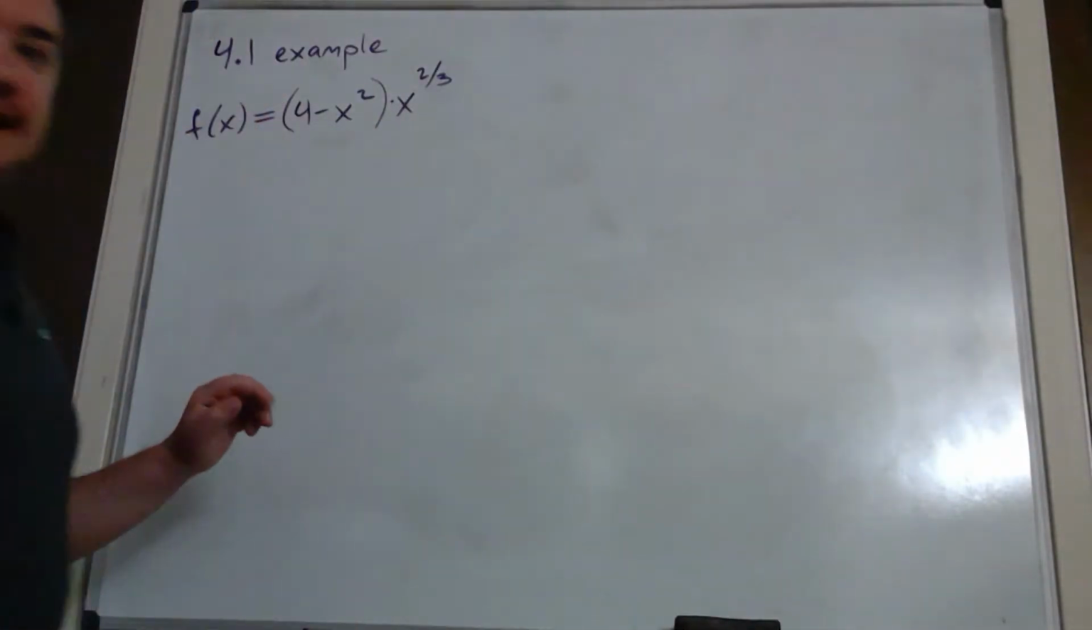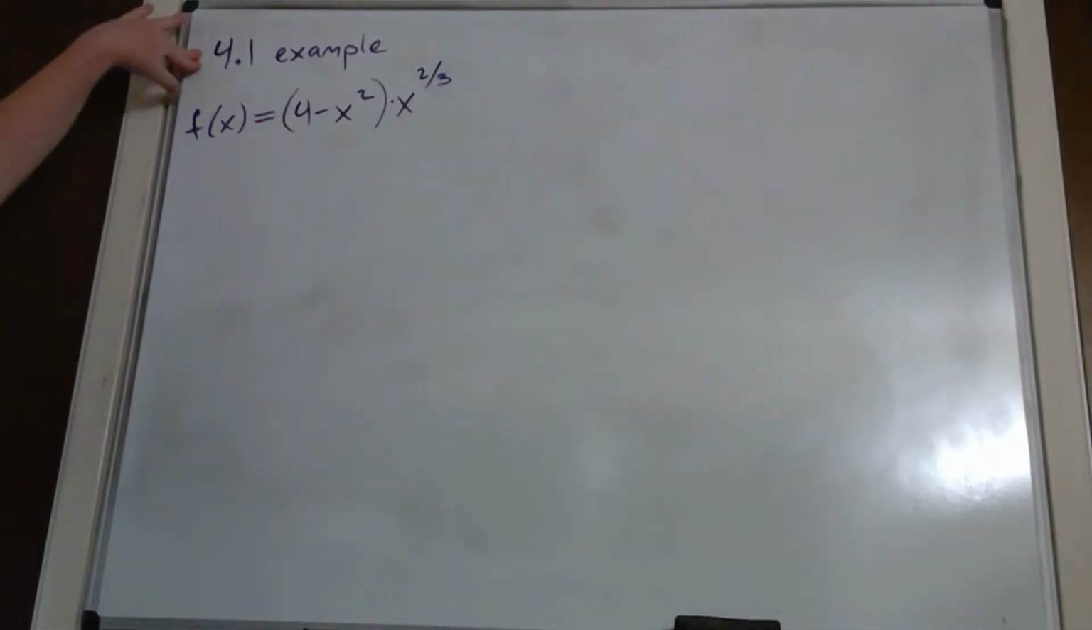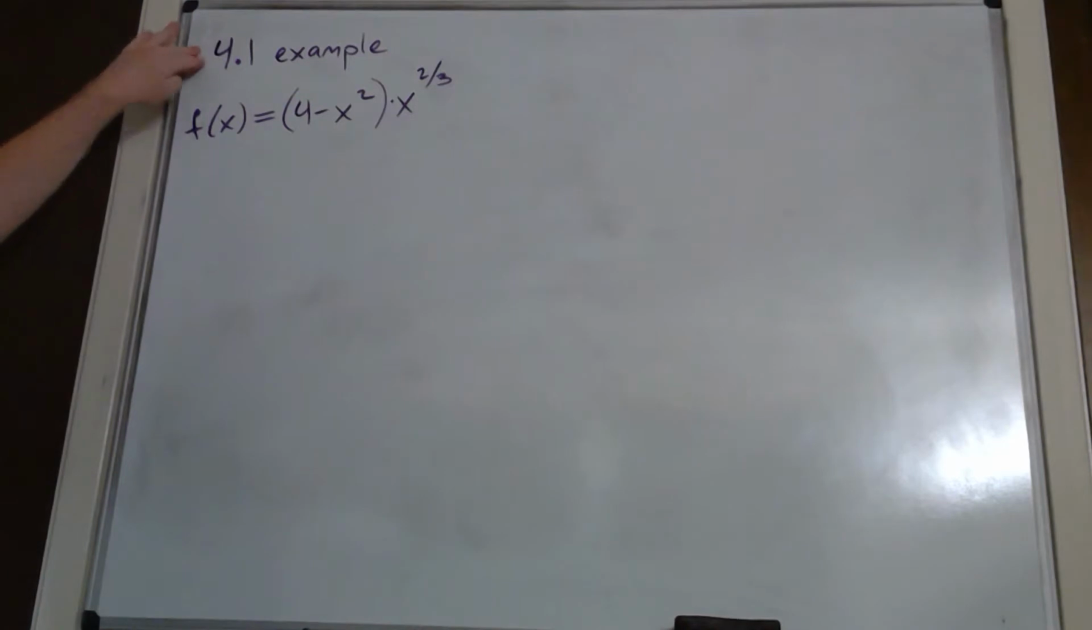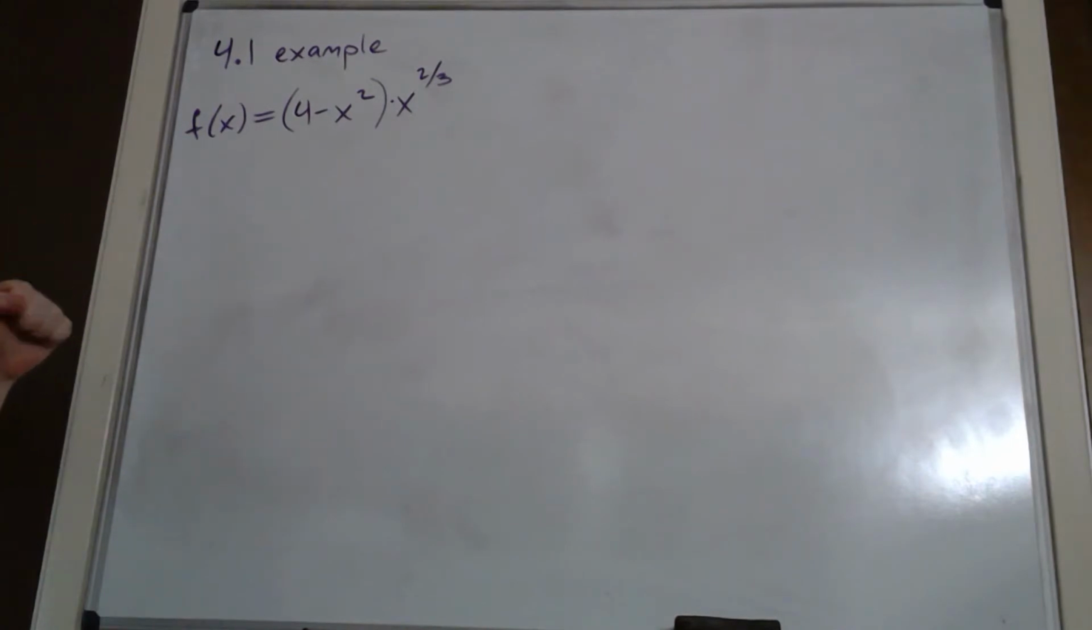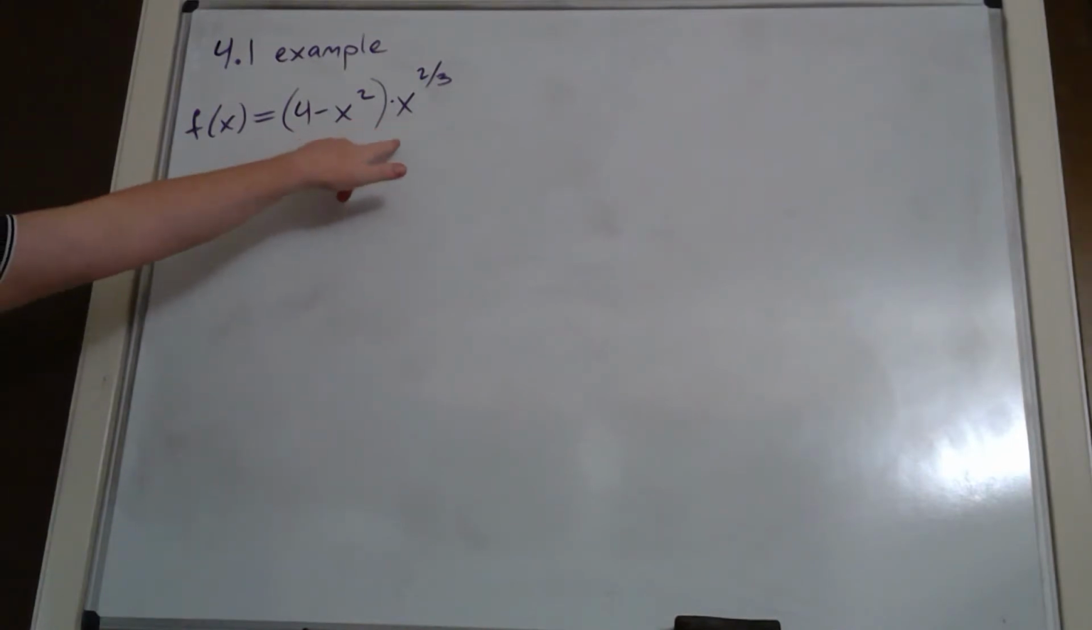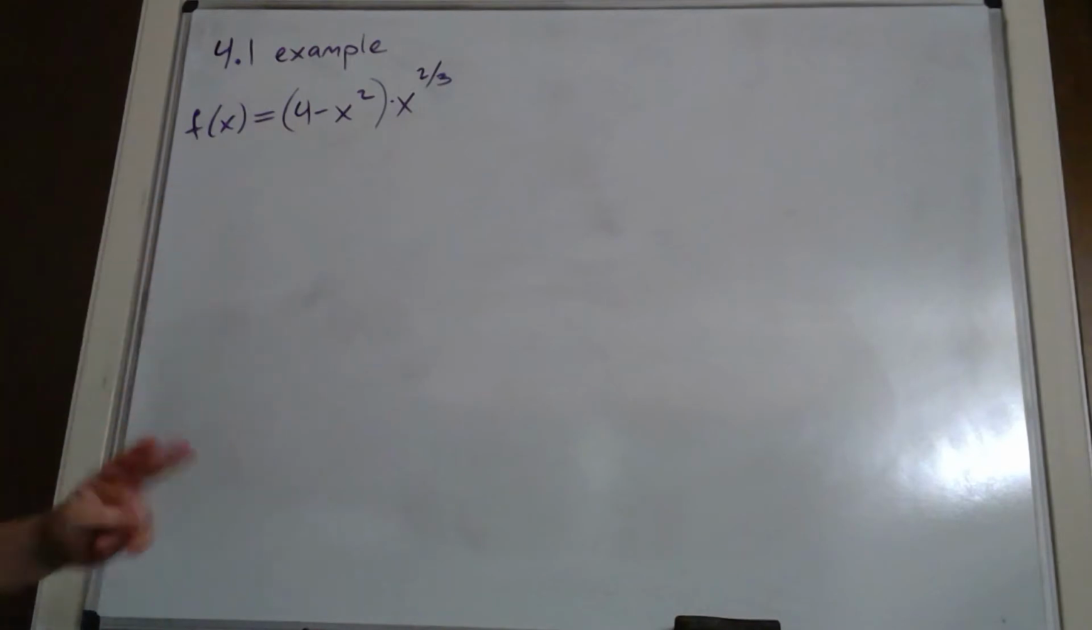Okay, folks, I want to work out an example from 4.1. I kind of made up this function, but what we want to do is find mins and maxes, all right? We looked at a few examples together in class. This is going to be one where we're going to use two different types of critical numbers.